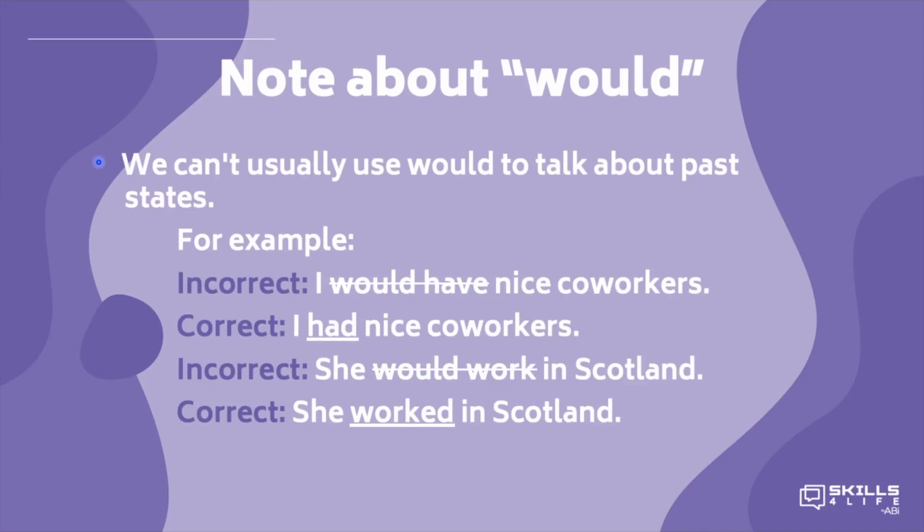The second important detail is that we can't usually use would to talk about past states. For example, it is incorrect to say I would have nice coworkers. The correct way to say it is I had nice coworkers. It is incorrect to say she would work in Scotland. The correct way to express this idea is she worked in Scotland.